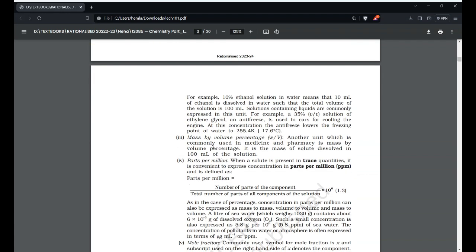Mass by volume percentage. Another unit which is commonly used in medicine and pharmacy is mass by volume percentage. It is mass of solute dissolved in 100 ml of the solution.